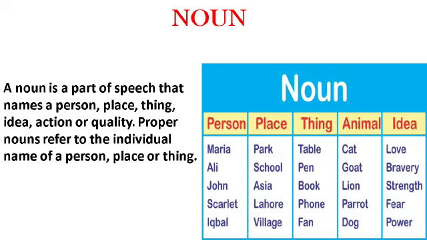First, I will talk about the person. For the person names, like Maria, Ali, and John. Second thing, I will talk about place, like park, school, and Asia. Third thing, table, pen, and book. Number 4, animal, cat, goat, and lion. Number 5, idea, love, fear, and power.